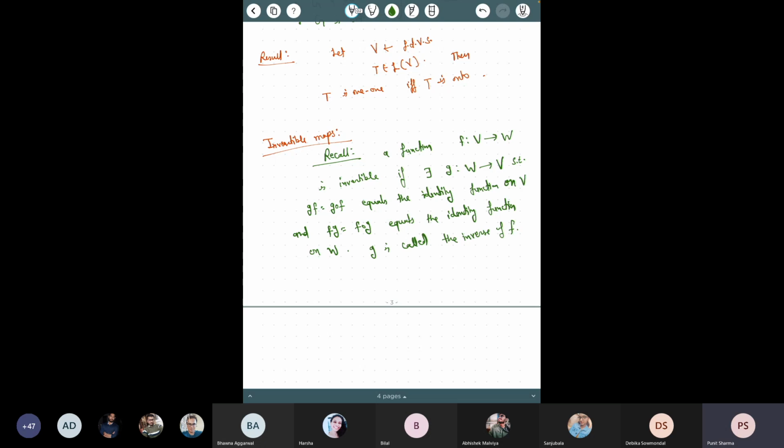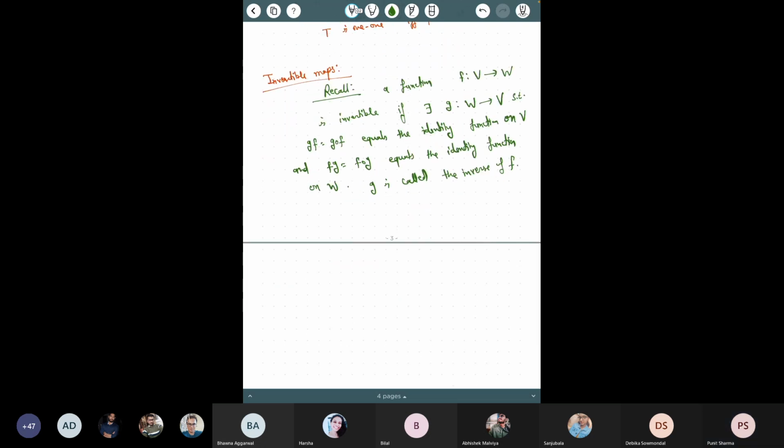But is the inverse always unique? Of course, every function is not invertible; we have several examples. But if the function is invertible, then the inverse is always unique. We don't know whether a function is invertible or not, but whenever an inverse exists, it is always unique. So you can say that the inverse of a function is unique.